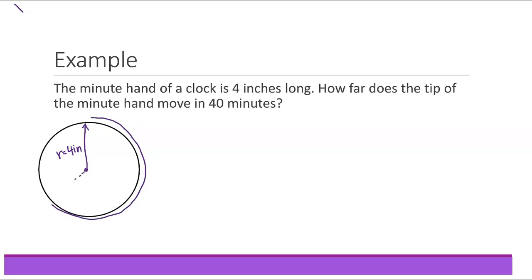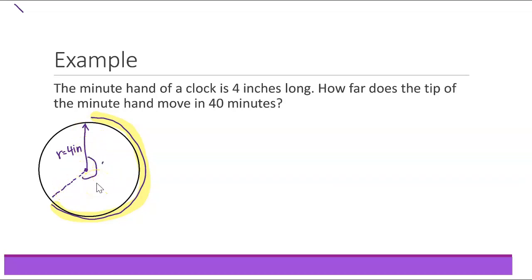So 40 minutes would be here, right? So this would be 40 minutes. So we're thinking about this arc length. Let's see if I can get this highlighter going. This arc length here. So I need the central angle. That's all that's missing. I have the radius, but I need this central angle here. So we need to think about how far this initial side has traveled to get to this terminal side.